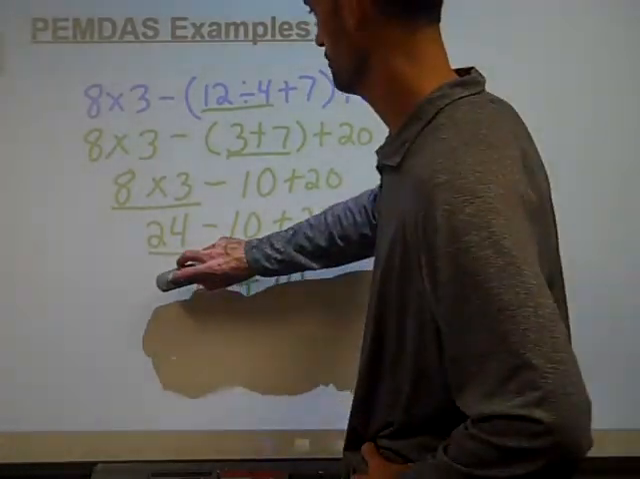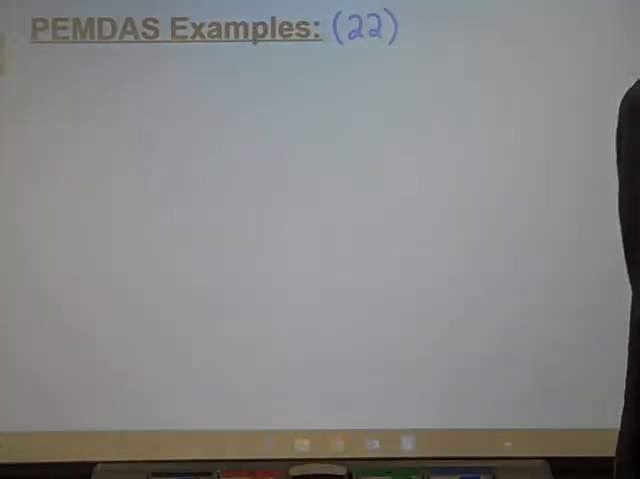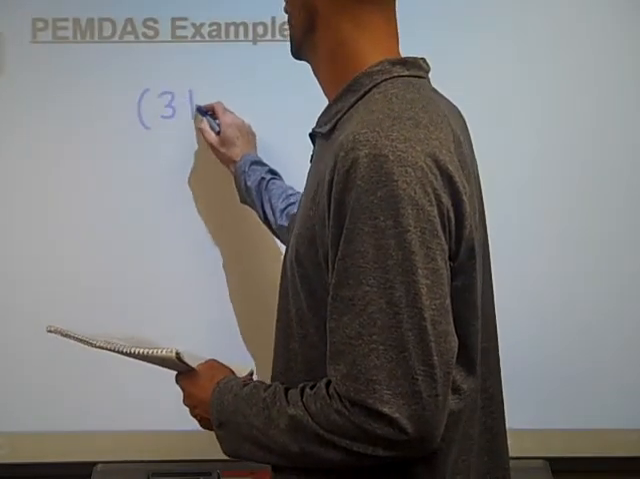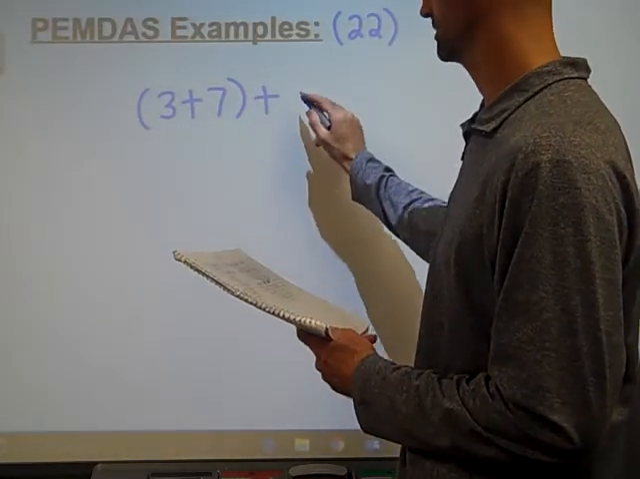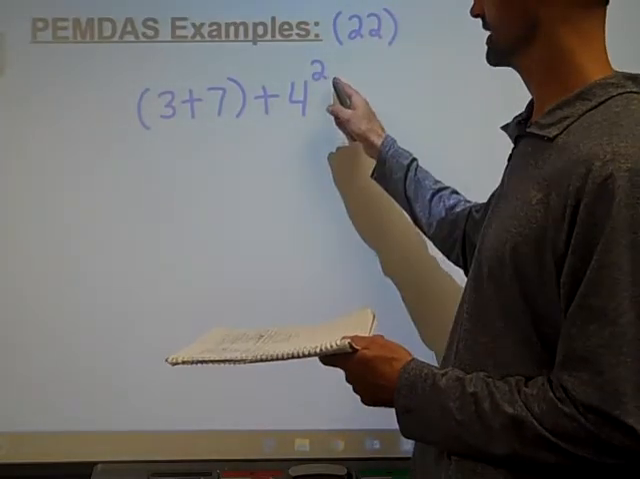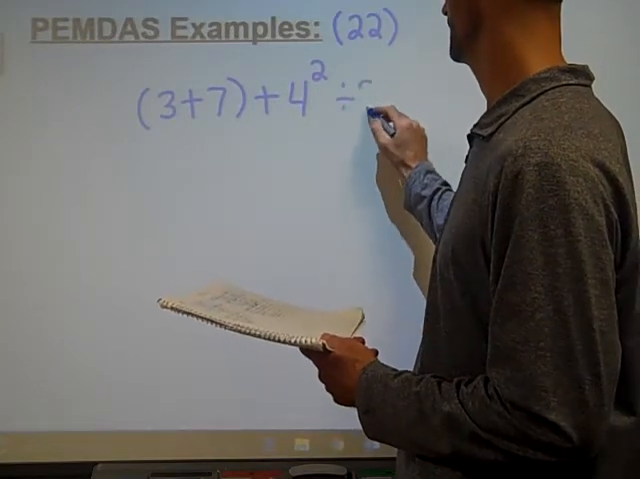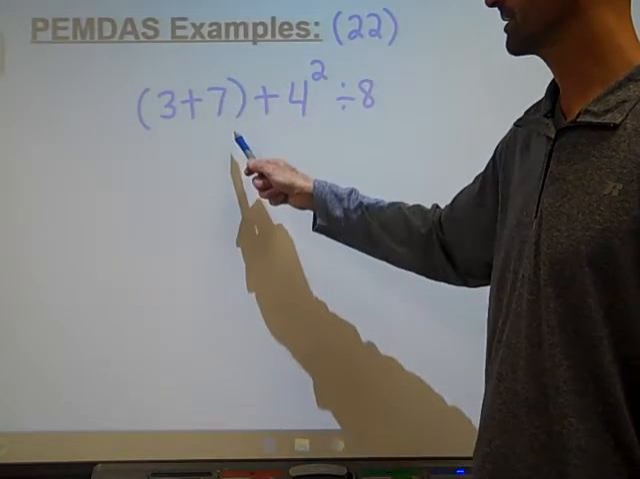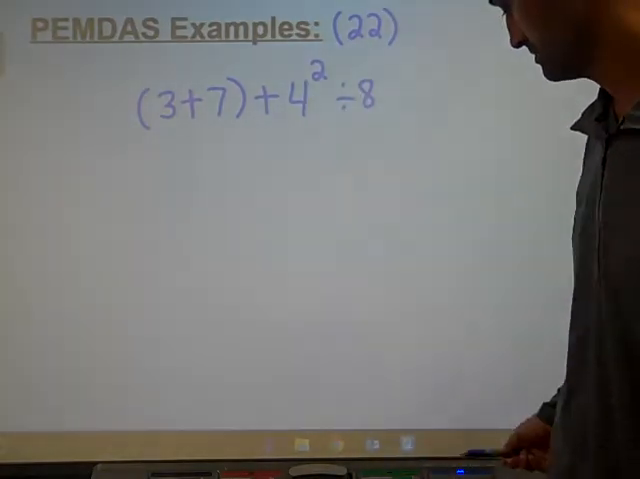Alright, 2 problems, 2 examples left. Staying on page 22, skip 1 or 2 lines. Parenthesis 3 plus 7 parenthesis plus 4 squared. Here's an exponent. Notice it sits up a little higher. Divided by 8. Alright, so again, parenthesis 3 plus 7, parenthesis, plus 4 to the second, divided by 8.